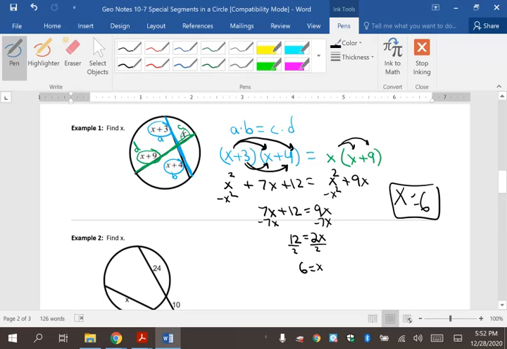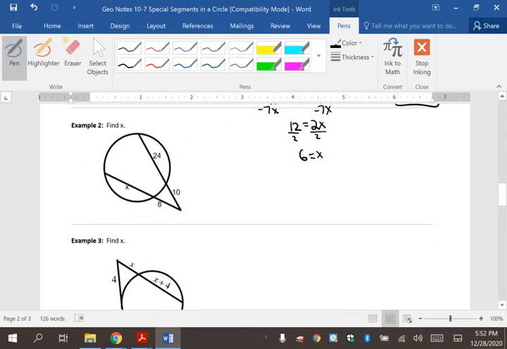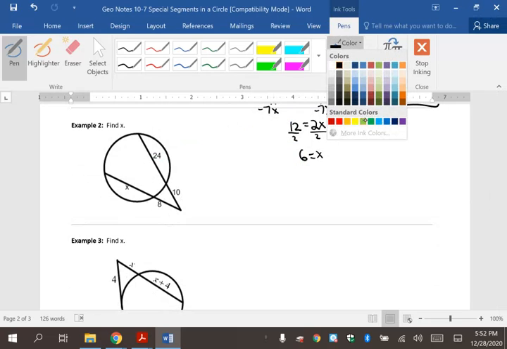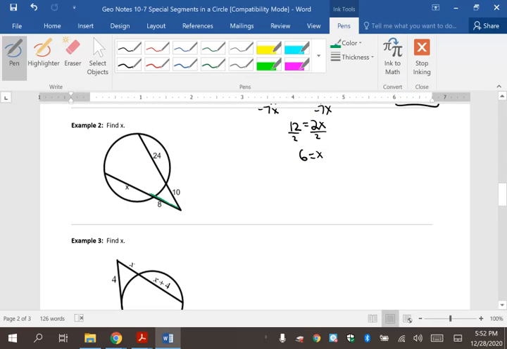Number 2, we have a secant, so we have outside times total equals outside times total. That's how I remember it. Or if you want to not use outside times total equals outside times total, you can label, this is my A, this is my B. So we have A times the quantity A plus B equals the other segment. We have outside times total, or C always has to be on the outside. A always has to be on the outside, C times the total, C plus D. I prefer just writing outside times total equals outside times total.